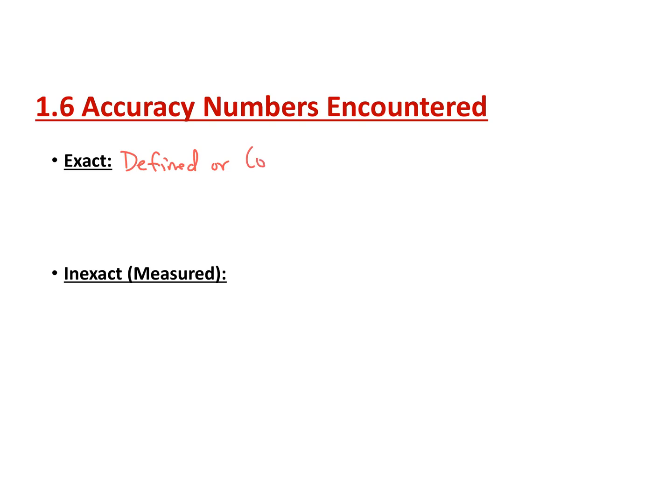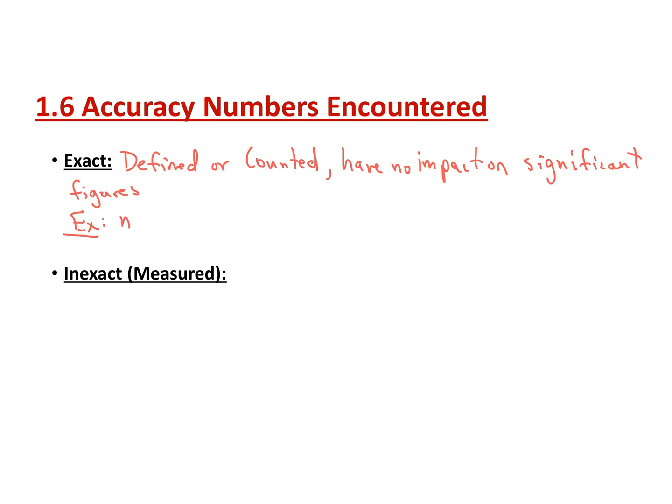Defined or counted numbers. And it's important because they have no impact on significant figures. And we'll get to significant figures in a little bit. An example of an exact number: I could count how many people are in class. So, number of students in class.